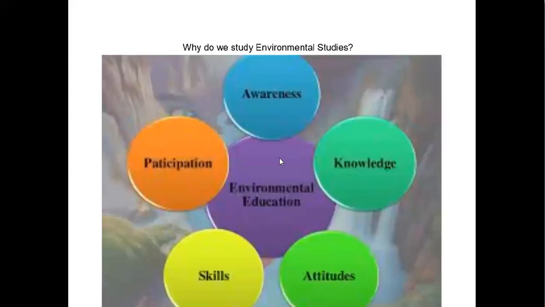And it is also associated with ecology, environmental chemistry, geoscience, mathematics and computer science, economics, law, and social sciences. And why do we study environmental science? We study environmental science to gain knowledge about different kinds of pollutants, different kinds of toxic substances, which substance is toxic, which is non-toxic.